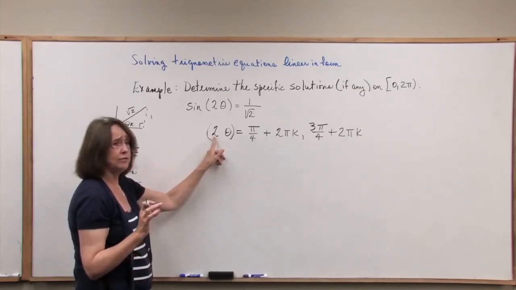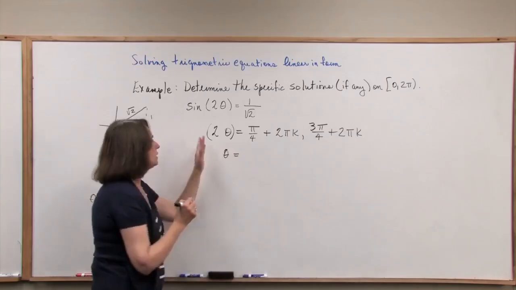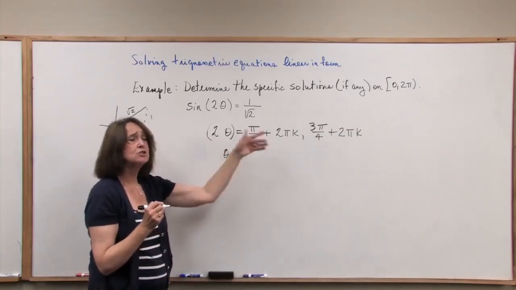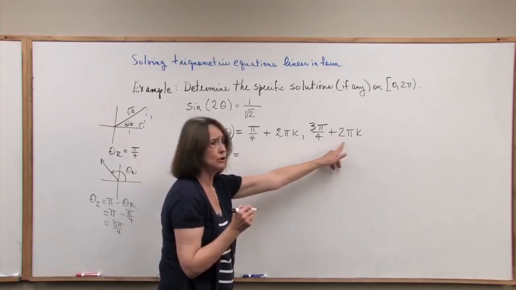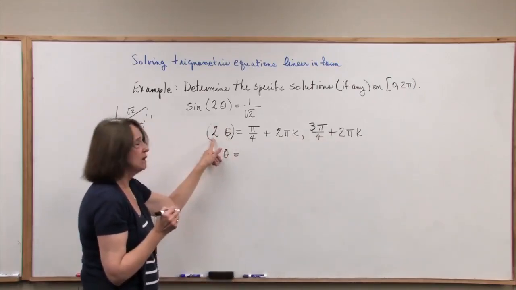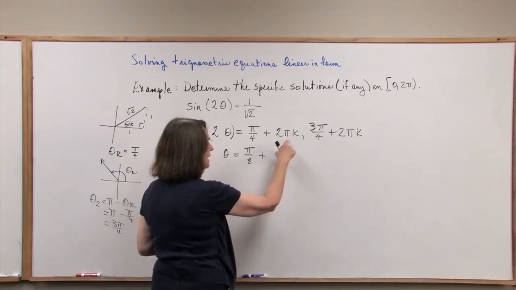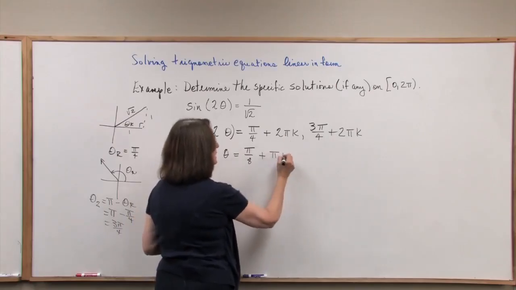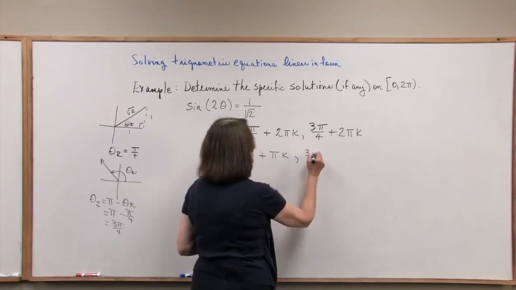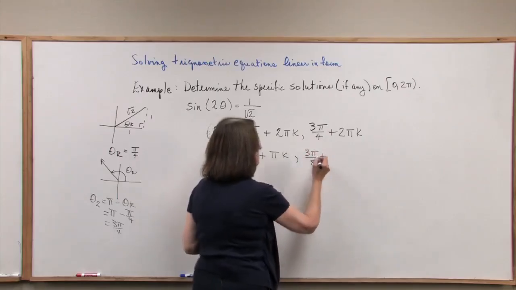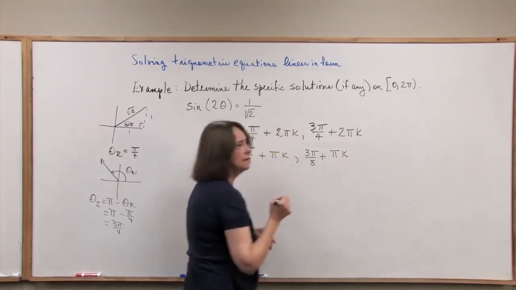Now, if we did not have this 2, we would be done as far as finding a general formula. But we have to deal with the 2. The 2 is multiplied times theta. We need to take it to the other side, so we're going to divide. It's very important that we divide all 4 terms by the 2. Pi over 4 divided by 2 is pi over 8. 2 pi k divided by 2 is pi k. 3 pi over 4 divided by 2 is 3 pi over 8. And again, 2 pi k divided by 2 is pi k.